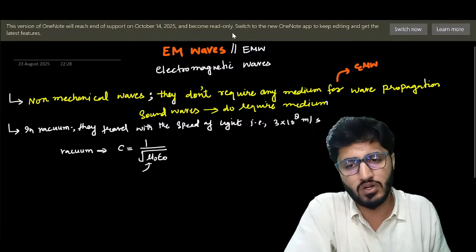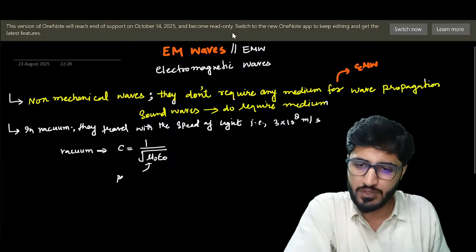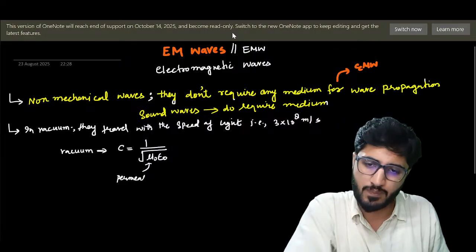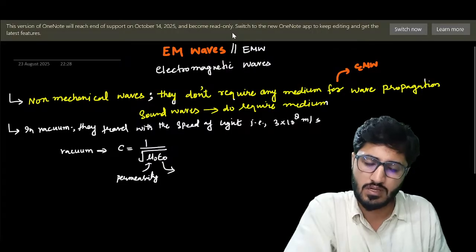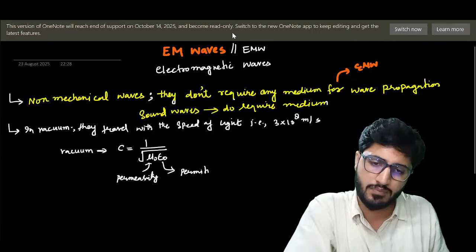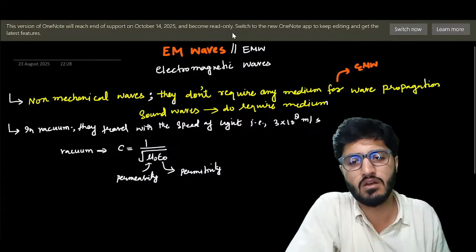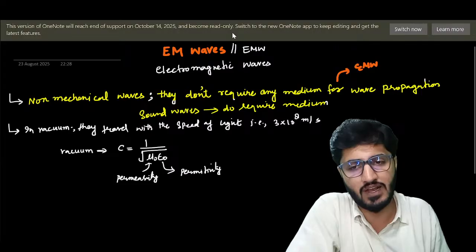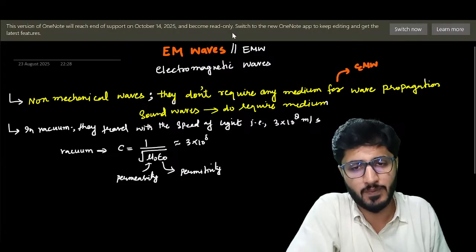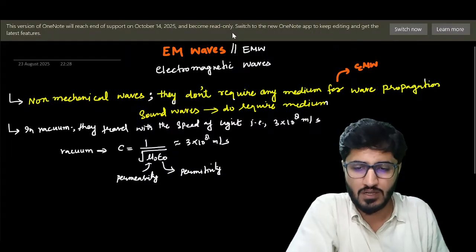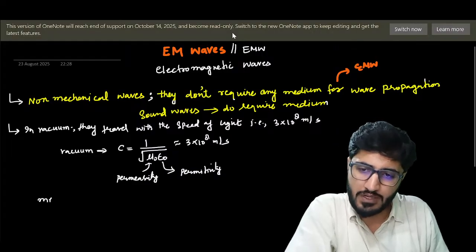What is mu naught? Permeability. What is epsilon naught? Permittivity. The values are 4 pi × 10^-7 and 8.8 × 10^-12. When we place the values, we approximately get 3 × 10^8 meters per second.